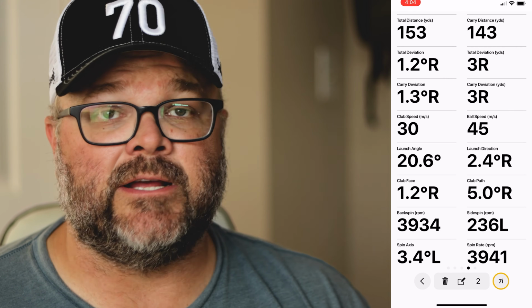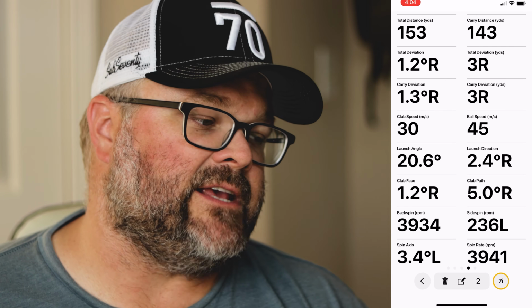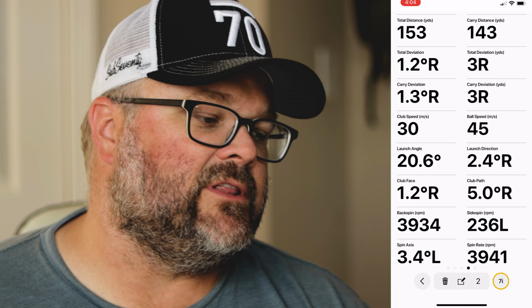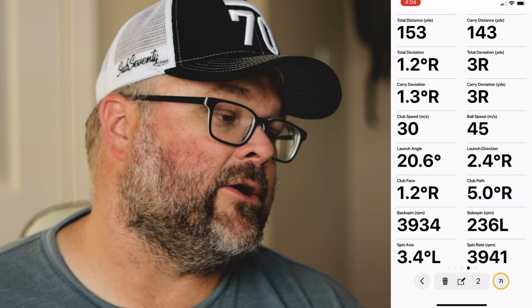And so that's very important when it comes to strategy and picking targets, so you know what's a safe target and what is not. So when you see carry deviation, that's what you're getting. It's just giving it to you in degrees and in yards. And so the more shots you have on that, the better.